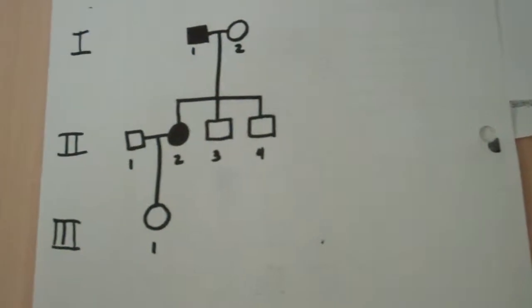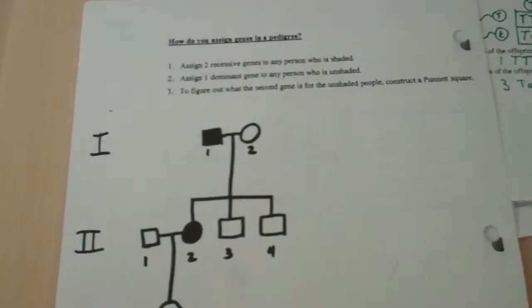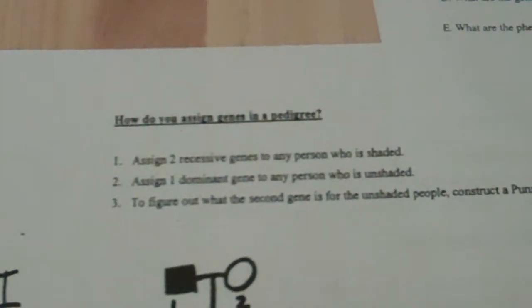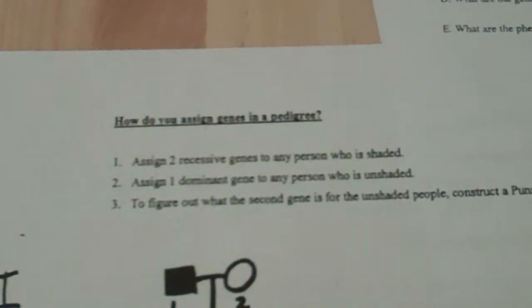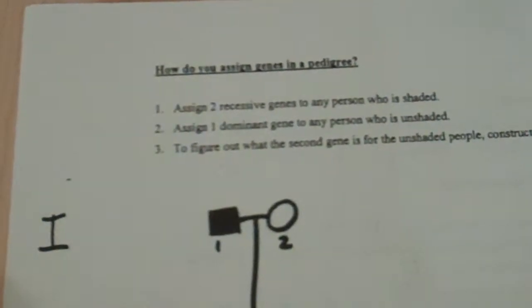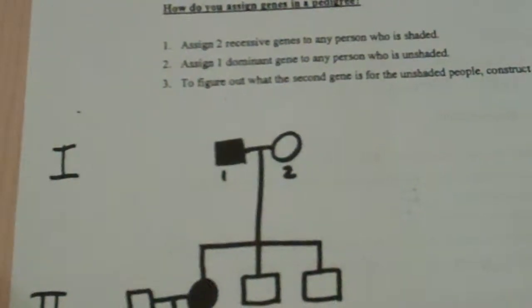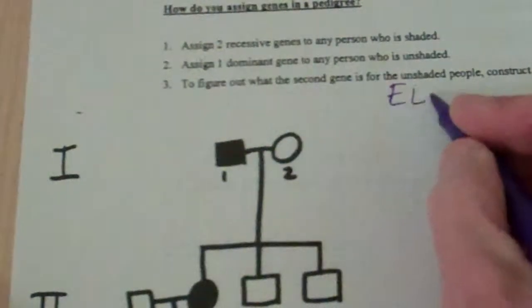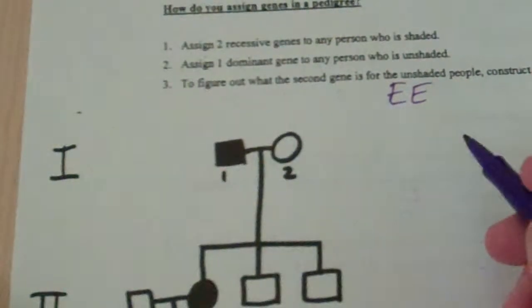Now, if you follow these rules, you're going to do great with pedigrees. The first rule says to assign 2 recessive genes to any person who is shaded. Let's use the letter E, and big E stands for, let's say, free earlobes. And little e stands for... sorry, I'm going to do the key the right way.